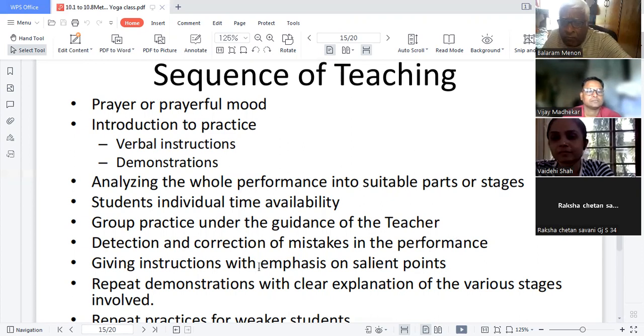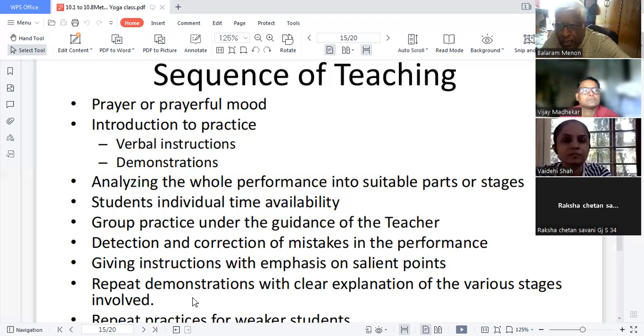Giving instruction with the emphasis on salient points. Bhujangasana, Shalabhasana: how Bhujangasana activates the cervical part, and how Shalabhasana activates the lower part and the sacrum part, which is fused bones. And the lumbar part: how the lumbar muscles, which are very tightened, get loosened up for a better performance. Repeat the demonstration with clear explanation of the various stages involved.